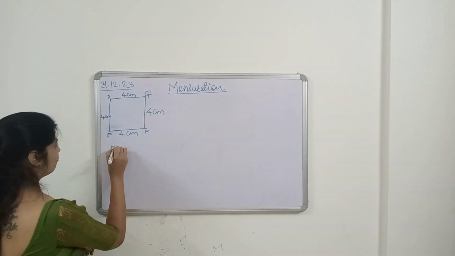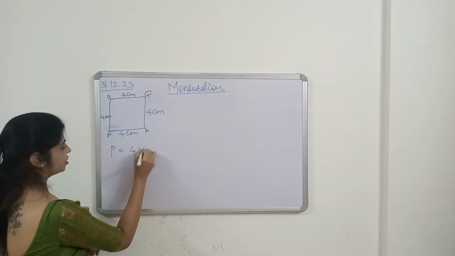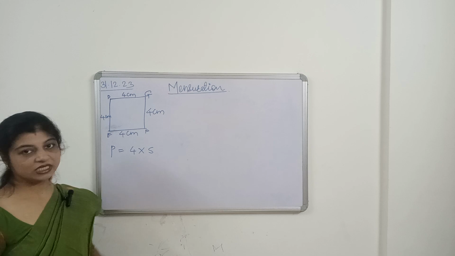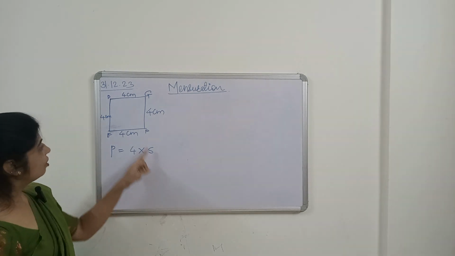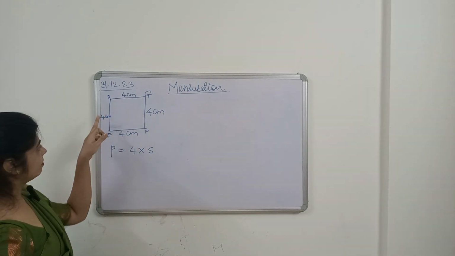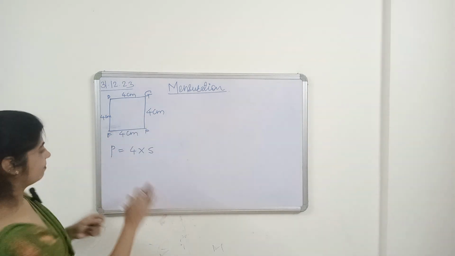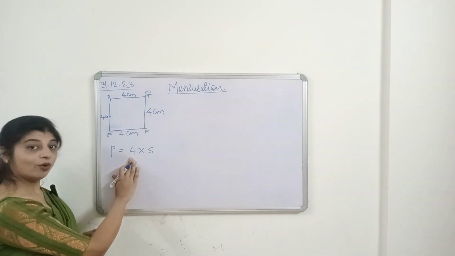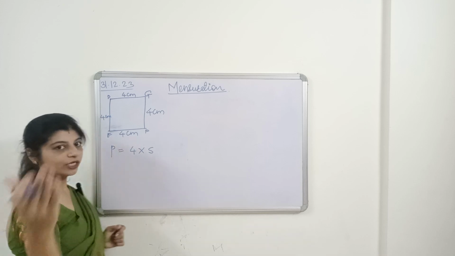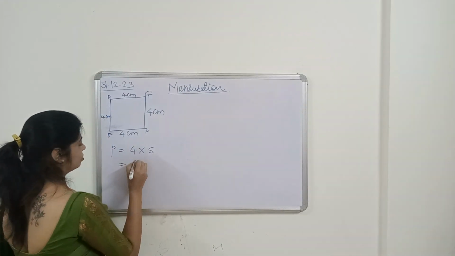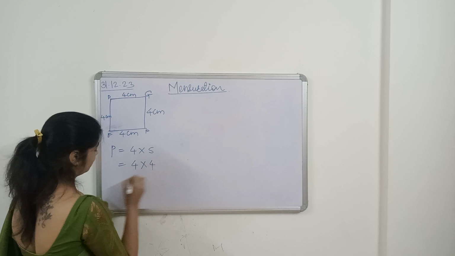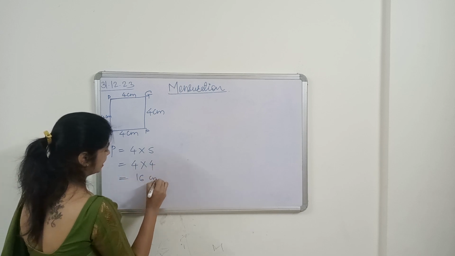So the perimeter of a square is 4 into S. S stands for side. Why? How many sides? 4 sides. That's why 4: 1, 2, 3, 4. Instead of adding 4 times, you multiply by 4 only once, because multiplication is repeated addition. So this is 4 into 4, 16 centimeters.